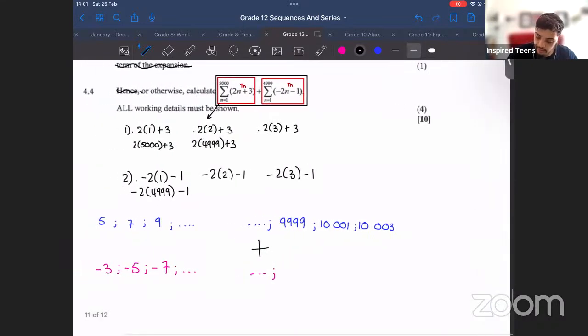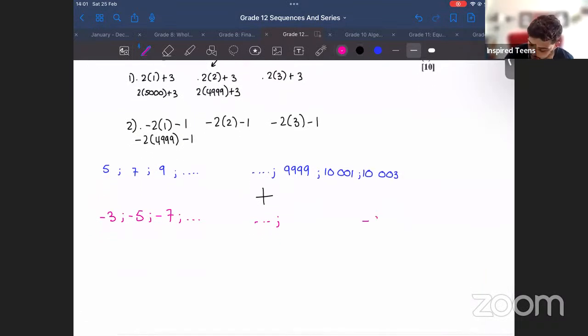That actually gives me an answer of negative 9,999. Since I'm decreasing each time, I can increase and get closer to 0. So negative 9,997 and negative 9,995, I believe. Just confirm these. Negative 9,997, and then substitute 7 and we get that.